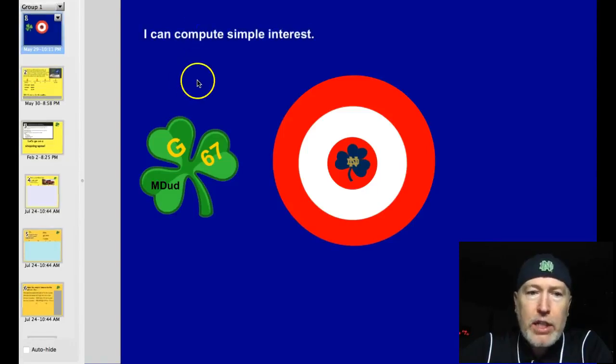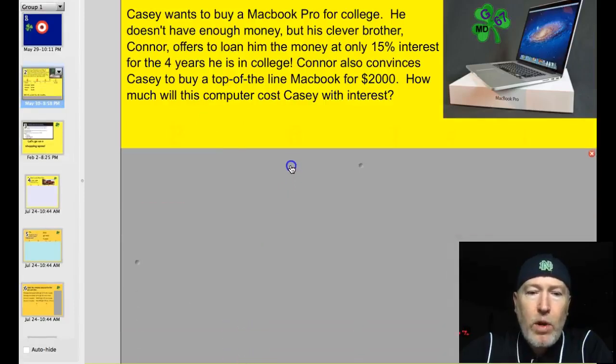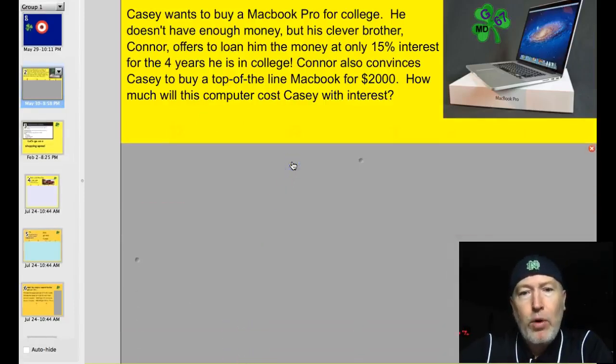Tonight officially our target is I can compute simple interest. Let's do this thing. Casey wants to buy a MacBook Pro for college. He doesn't have enough money, but his clever brother Connor offers to loan him the money at only 15% interest for the 4 years that he's in college. Connor also convinces Casey to buy a top-of-the-line MacBook for $2,000. How much will this computer cost Casey with interest?